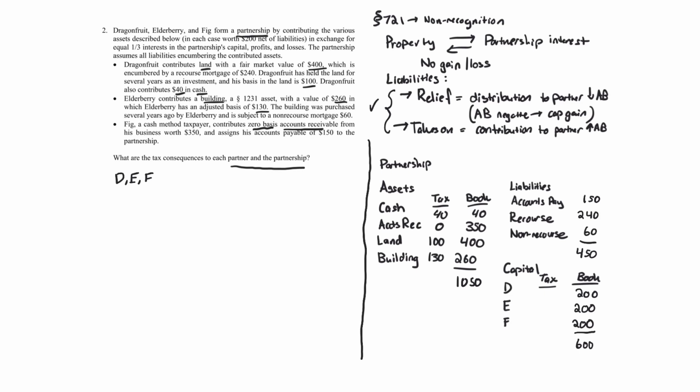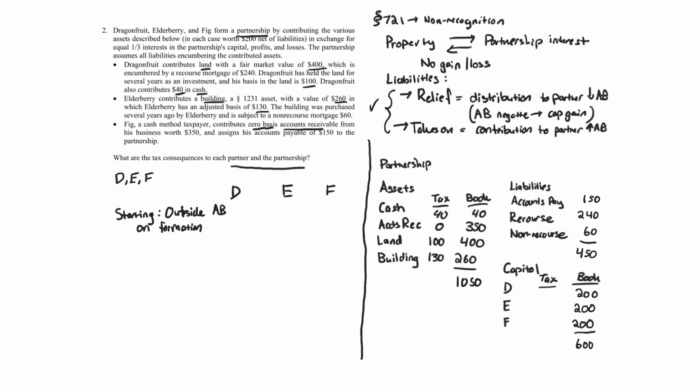So we're going to put each partner, D, E, and F, and we're going to go through and determine two things. The basis after taking into account the liabilities, and if any partner has gain on the transaction due to liability relief. Our starting point is our outside adjusted basis on formation.